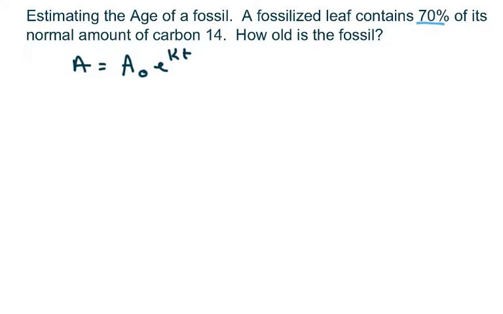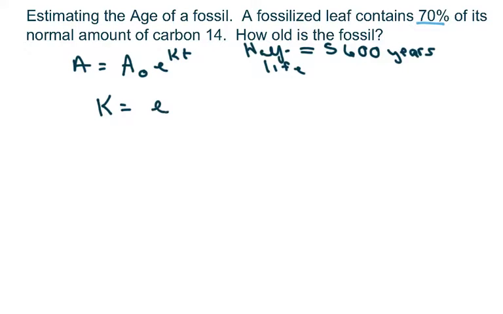We're going to use the half-life equals 5,600 years. Okay, that's the half-life. And what you're going to get is K. It's the same thing we did on the previous slide: K equals ln of 0.5 over 5,600. Okay, now we want to do the 70% thing, which is kind of the same as before.